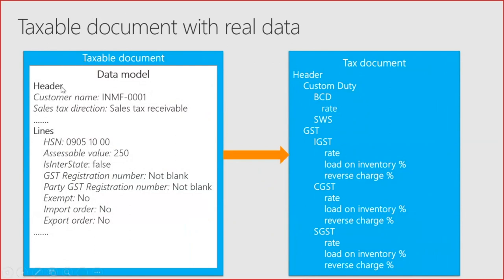And in the end, from the GTE perspective, you will have a taxable document with a data model with all the real data the GTE gets from the source document, like the sales order. So like what I've shown here, we have customer name, IMMF 0001. We have sales direction, we have HSN, we have assessable value. So all this value is gotten from the real source document by model mapping. So we have all this data, then GTE will feed this data into the tax document to execute the logic you define in the tax document for those four areas: tax applicability, calculation, and posting. So that is the general data flow.